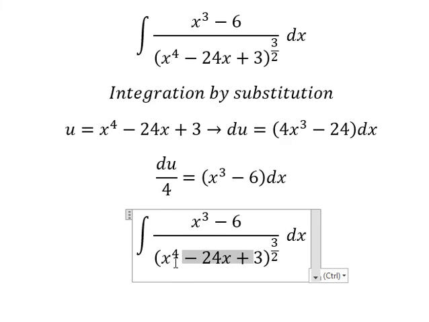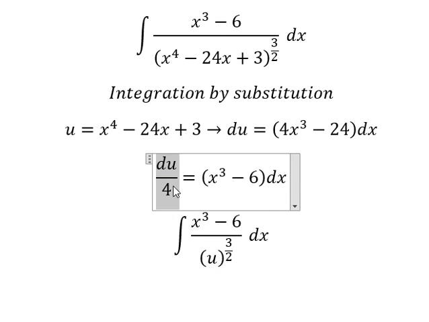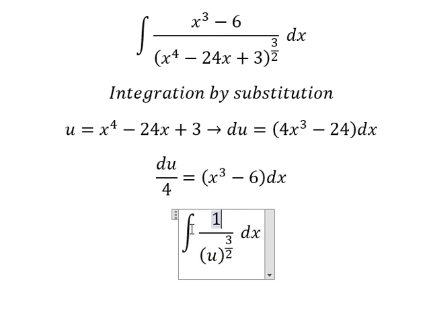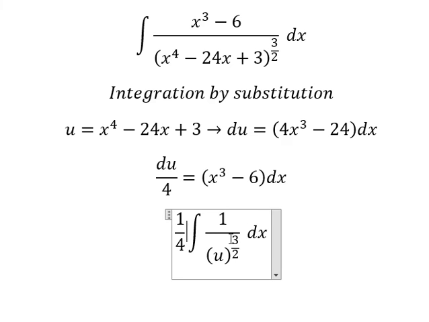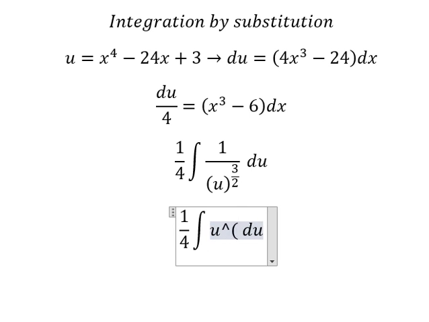So this one we change to u. S to the power of 3 minus 6. The s we change to this one. So this one we have u to the power of negative 3 over 2.